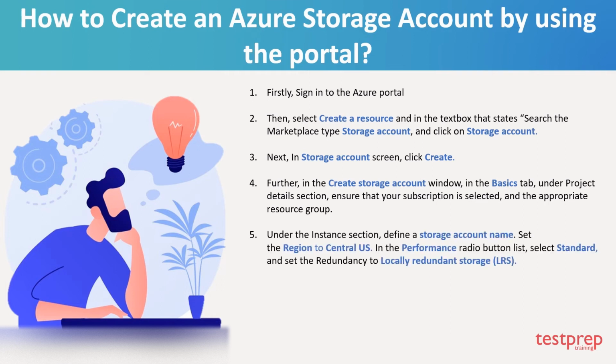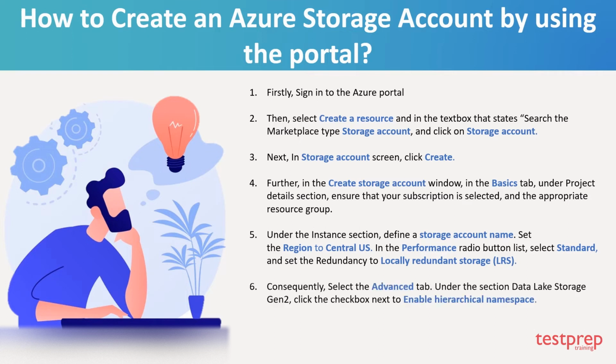5. Under the Instance section, define a storage account name. Set the region to Central US. In the Performance radio button list, select Standard, and set the redundancy to Locally Redundant Storage. 6. Select the Advanced tab. Under the section Data Lake Storage Gen 2, click the checkbox to enable hierarchical namespace. 7. Select the Review plus Create tab, and click Create.